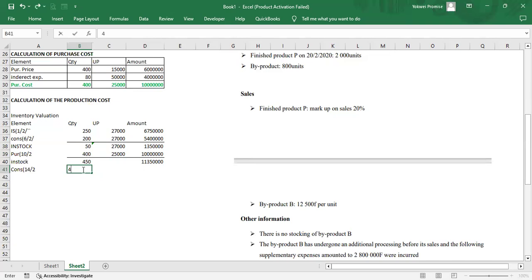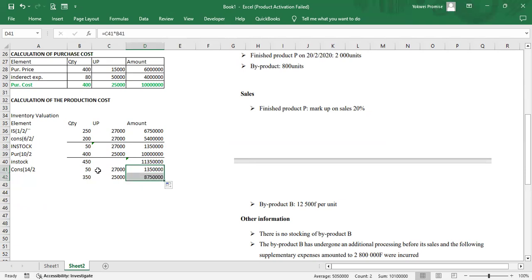So we consume 50 at 27,000. When we remove 50 from 400, how many will be left? 350, right? So 350 remaining now at 25,000, because we are using the FIFO method. So which is equal to this. We have this, and I also have this.